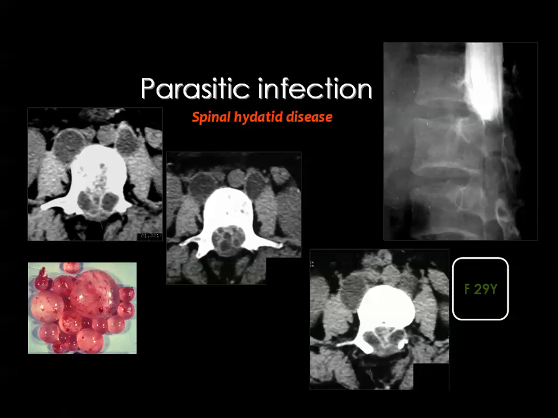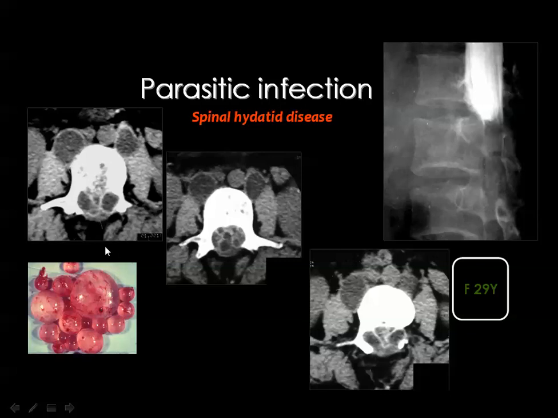One of the parasitic infections of the spine is the hydatid disease or echinococcus disease, and this is a lesion which, in my opinion, is very easy to reach the diagnosis of. Before the era of MRI, we used to have myelography, and in this particular case, you can see that there is total obstruction of the spinal canal to the flow of the contrast column at this level.